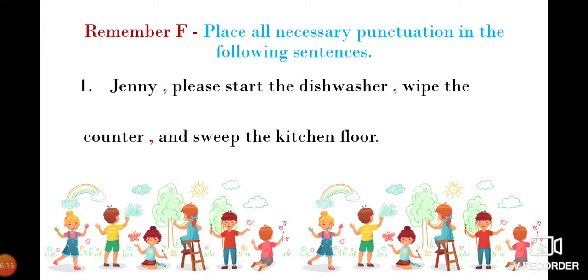Let's see, number 1: Jenny, comma. Remember we apply the first rule, that when you have a name, you write a comma. Please start the dishwasher, comma, wipe the counter, comma, and sweep the kitchen floor, period, because this one is a declarative sentence, or maybe an imperative sentence. You have 3 actions: start the dishes, wipe the counter, and sweep the kitchen. So you separate this group of things or actions by commas, yes?